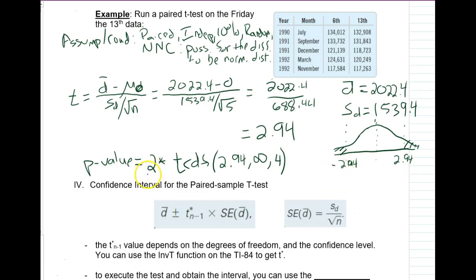And I'm doing the 2 multiplication because this is a two-tailed test, right? This tcdf command is going to give me this area right here. I need to also combine it with this area. And this area over on the left is the same as that area on the right, so we just simply do a 2 multiplier.